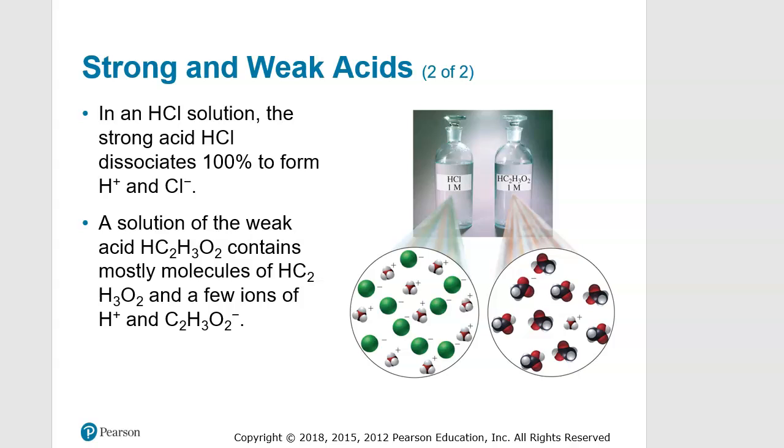So we have another, just repeating what we're already saying. In a hydrogen chloride solution, the strong acid dissociates 100% to form hydrogen ion and chloride ion. Acetic acid, HC2H3O2, is mostly acetic acid molecules and a few ions of hydrogen ions and acetate ion.